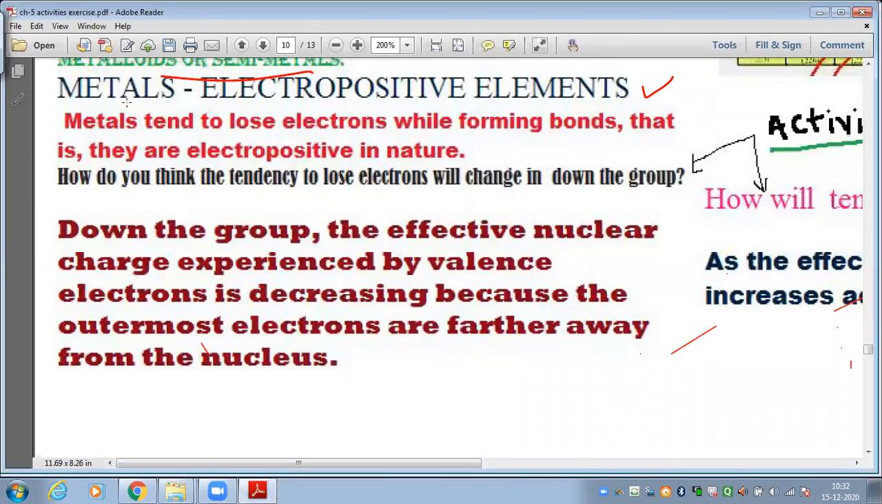Now, my dear students, we want to study metals as electropositive elements. So we already know that metals are electropositive elements. Metals tend to lose electrons.